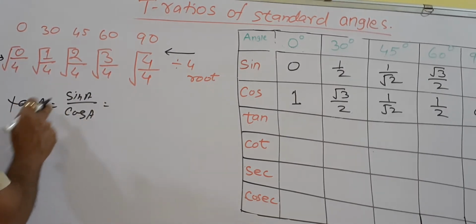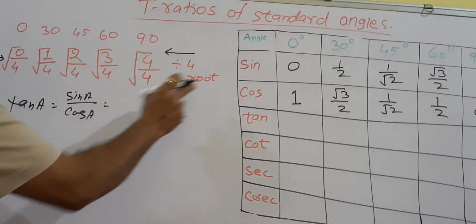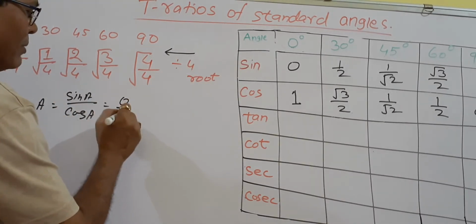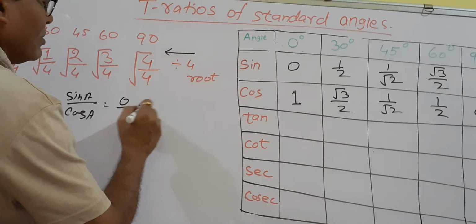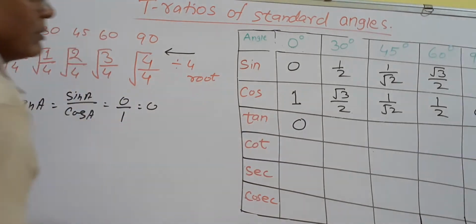Tan 0 is sine 0 by cos 0. What is sine 0? It is 0. 0 by 1 is equal to 0. So you will get 0 here.